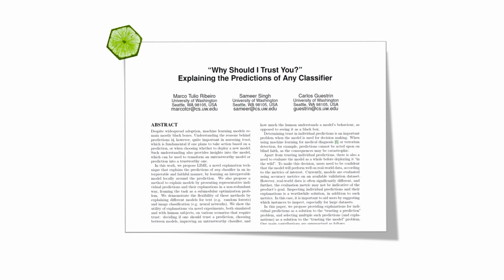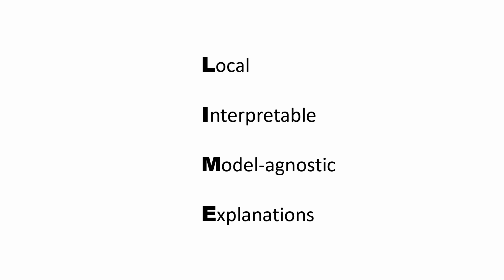of explainable artificial intelligence. LIME stands for Local Interpretable Model-Agnostic Explanations, and it is an algorithm that can explain individual predictions of any classifier or regressor in a faithful way. Each part of LIME's name reflects something that we desire in explanations. Local refers to local fidelity, that is, we want the explanation to really reflect the behavior of the classifier in the neighborhood of the instance being predicted.